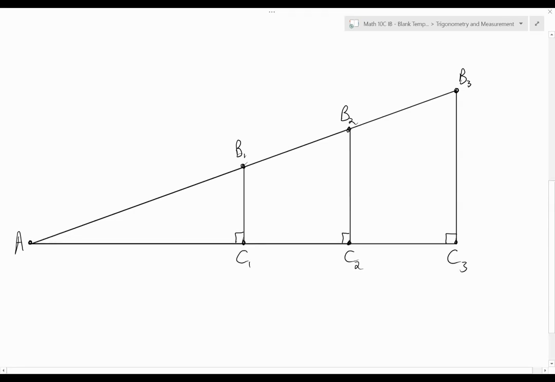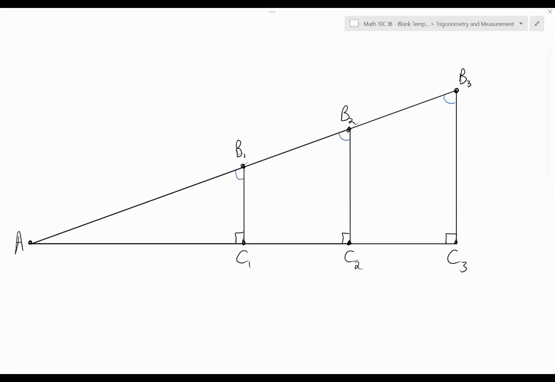Now, what I know is that for all three of these triangles, the smallest triangle, which involves A, B1, and C1, and then A, B2, C2, and A, B3, C3, which is the largest triangle, all of them share angle A. So for all of them, angle A is equal to angle A. Obviously, an angle is equal to itself. They all also have a right angle at C1, C2, and C3. So because two of the three angles are the same, the third angle must also be the same for each of them. So the angle at B must be the same for all three of these triangles.